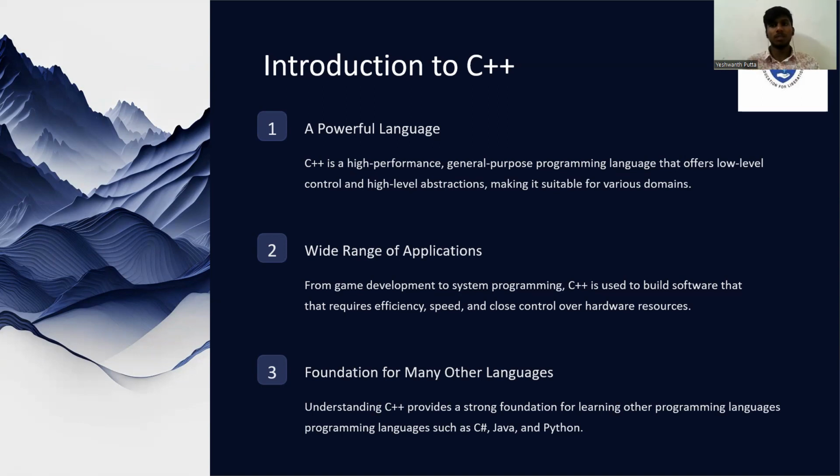Introduction to C++, a powerful language. C++ is a high performance general purpose programming language that offers low level control and high level abstractions, making it suitable for various domains and a wide range of applications. From game development to system programming, C++ is used to build software that requires efficiency, speed, and close control over hardware resources. Foundation for many other languages.